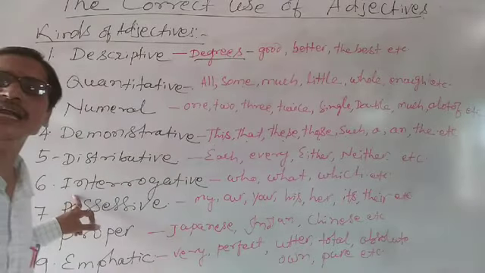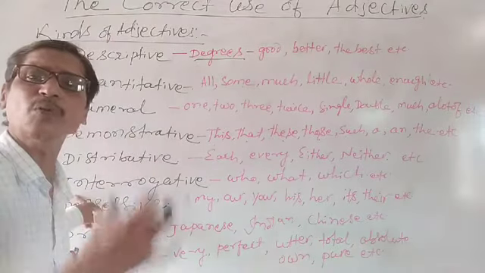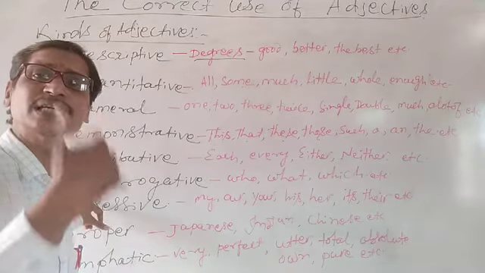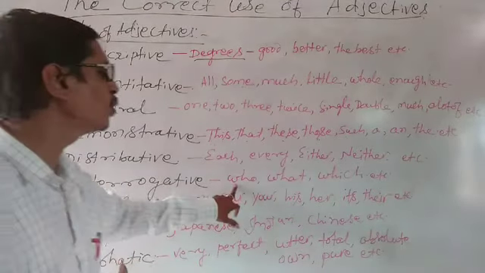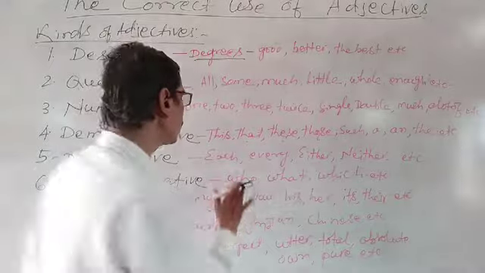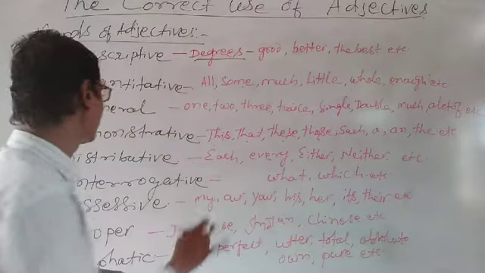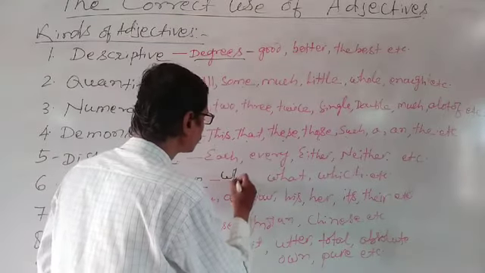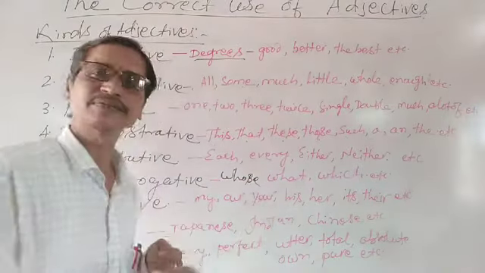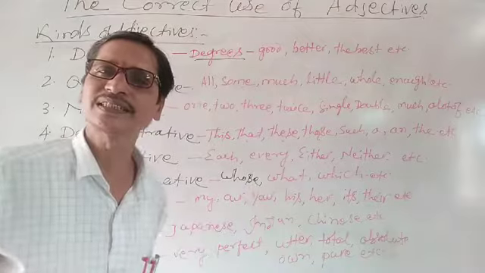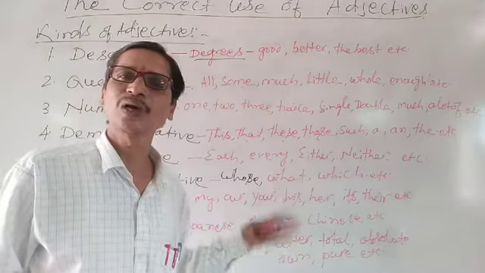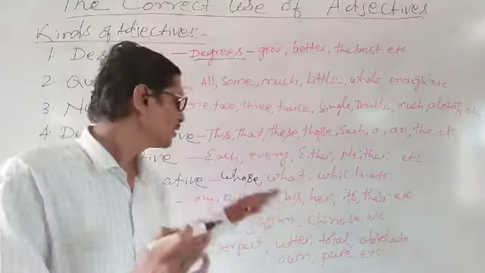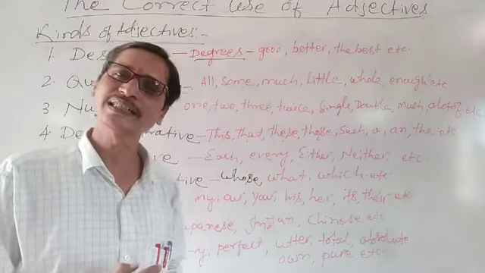Next is the interrogative adjectives. Some interrogative words, like WH words, we use as adjectives. They are like who, what, which, whose. Who cannot be used as an adjective, but what, which, and whose we can use as adjectives. Like, whose house is this? What color is this? Which pen is this? So these words are functioning as adjectives.